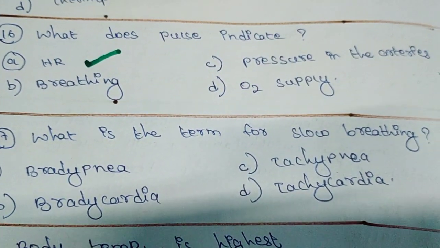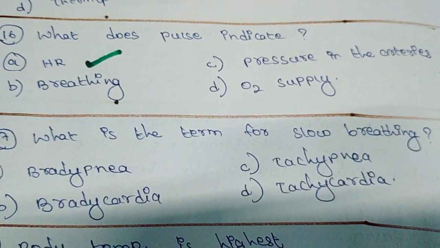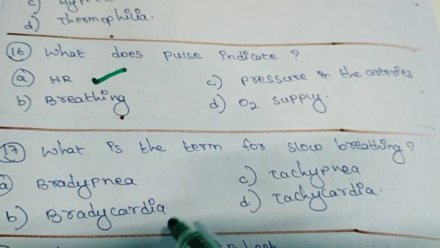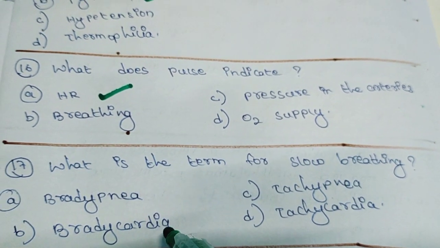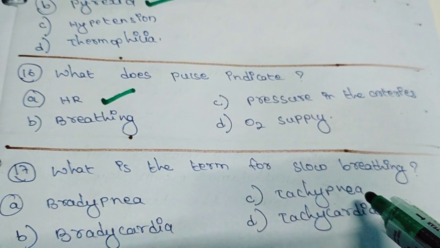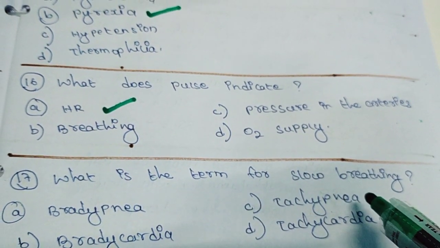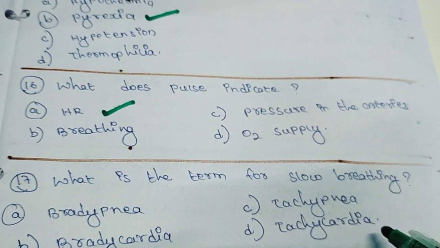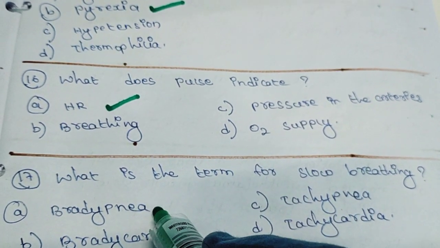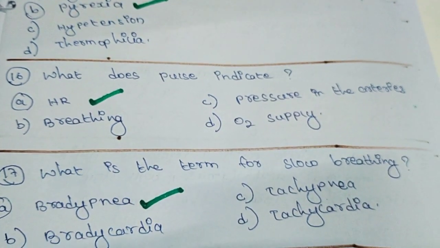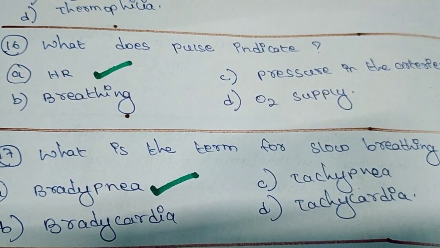The next question. What is the term for slow breathing? When the person is breathing slowly, what is it called? Bradycardia? No, bradycardia is a decrease in heart rate. Tachypnea? No, it is an increase in respiratory rate. Tachycardia? No, it is an increase in heart rate. So the right answer is bradypnea, that is slow breathing, low respiratory rate.